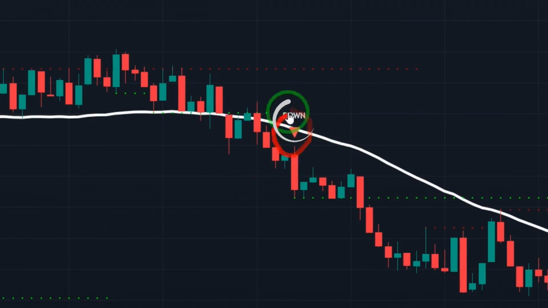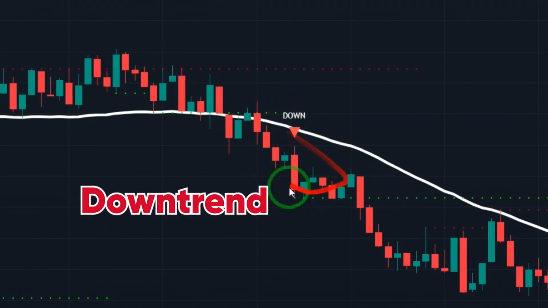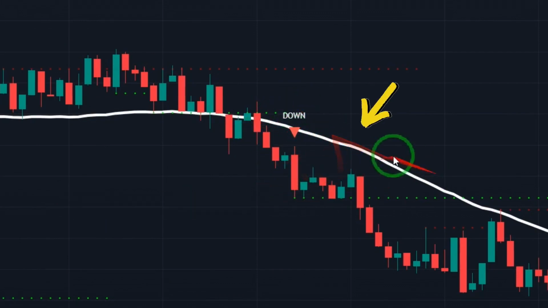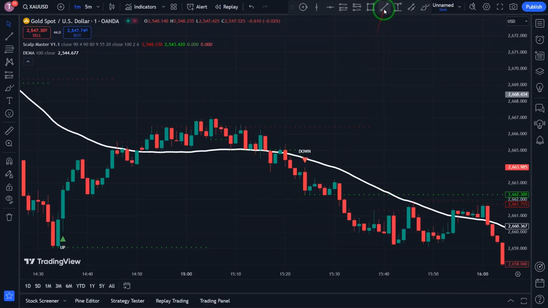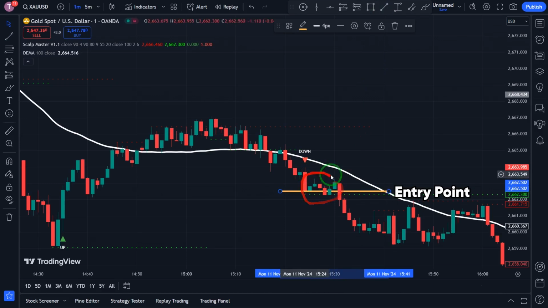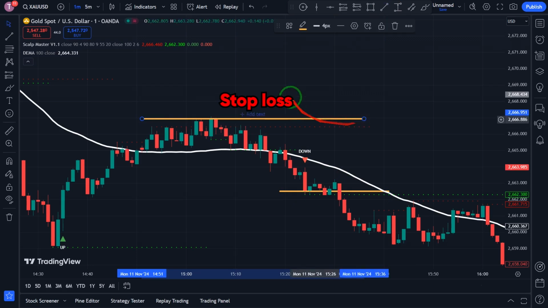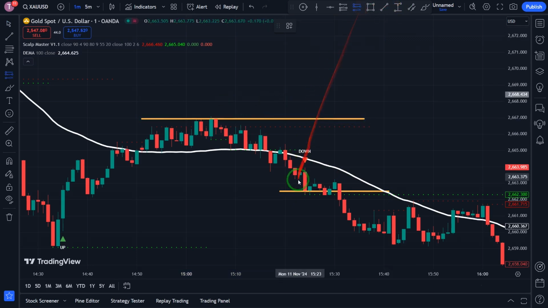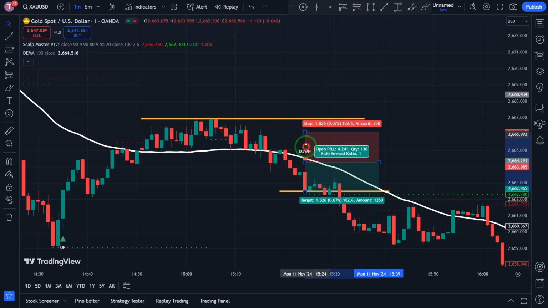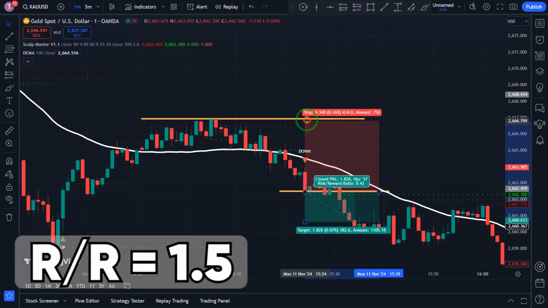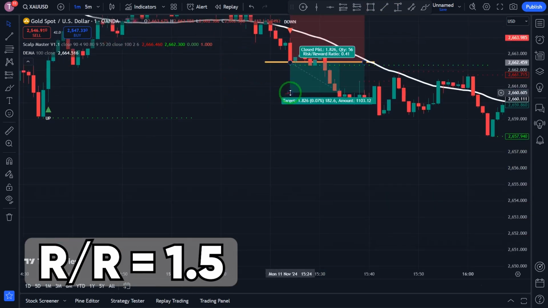After that, we need to make sure that we are in a downtrend and that the candles are below the 100 moving average line. When both conditions are met, we understand that we have found a suitable entry point. Now we need to find the last swing high and place our stop loss a little above that. Now we enter the sell trade, and for the take profit, we just need to consider a risk to reward ratio of 1 to 1.5.